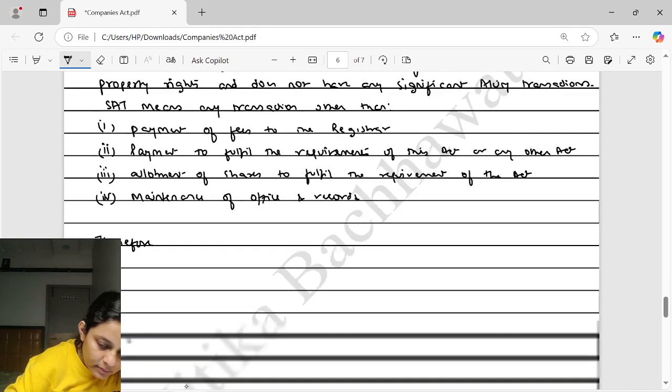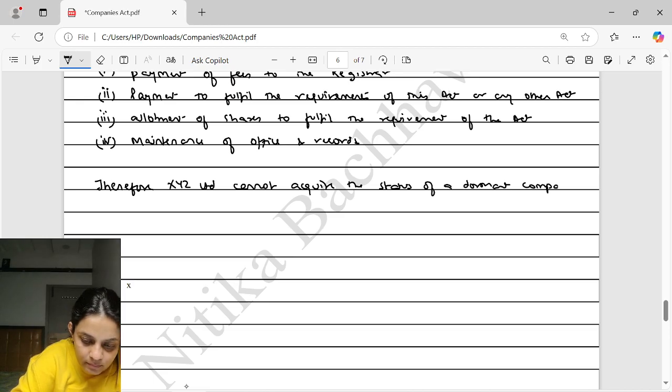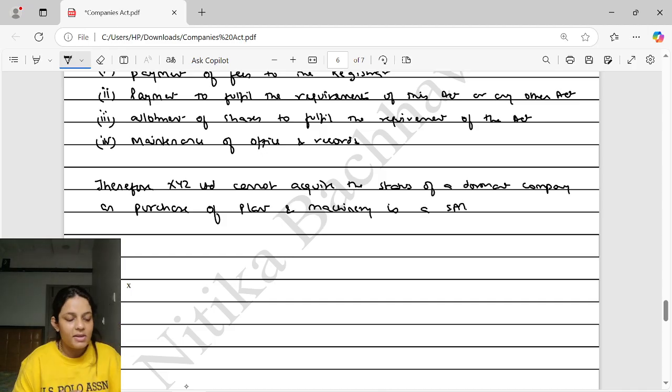XYZ Limited cannot acquire the status of a dormant company as purchase of plant and machinery is a significant accounting transaction. Clear?